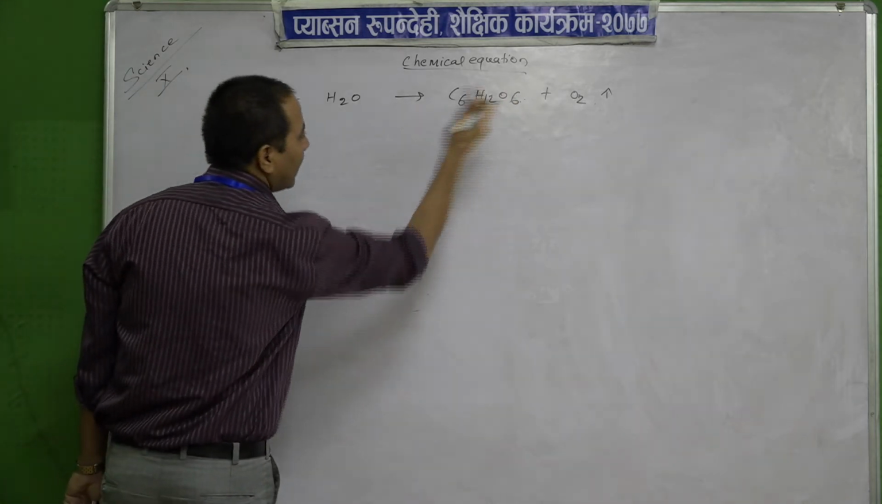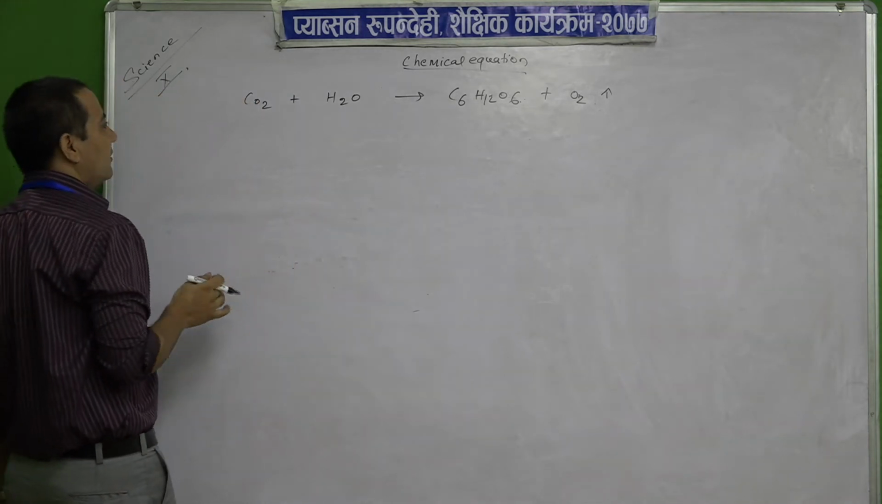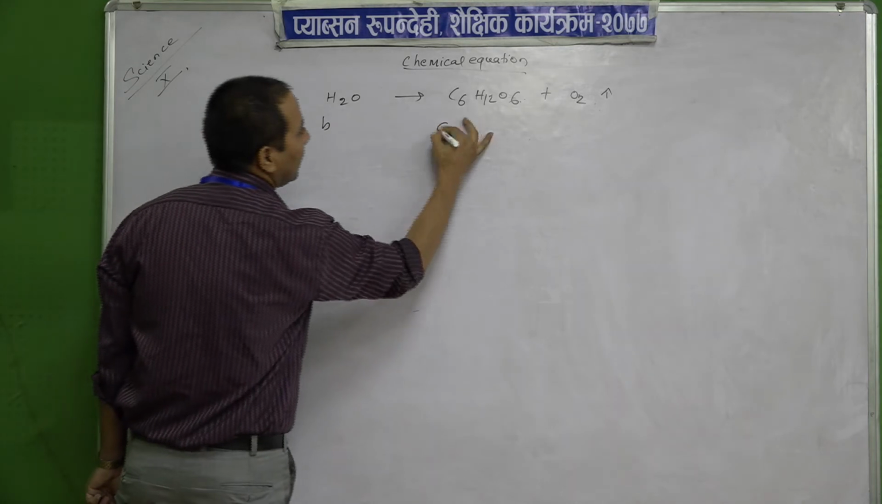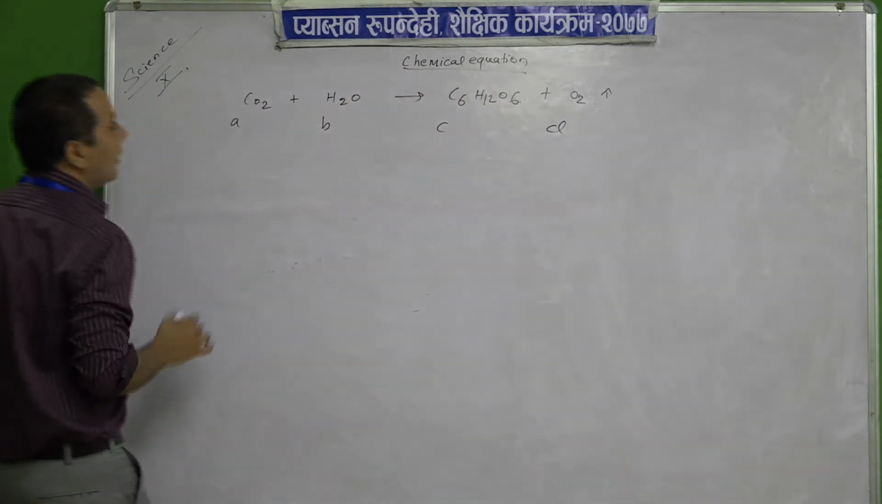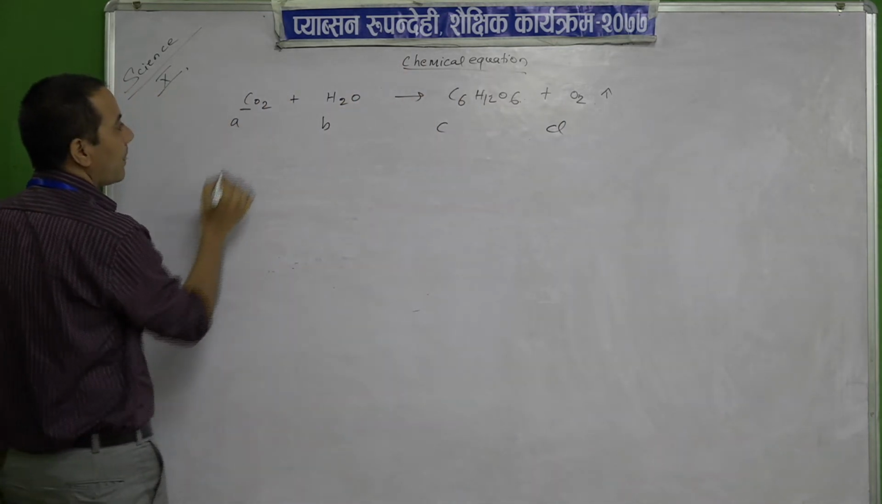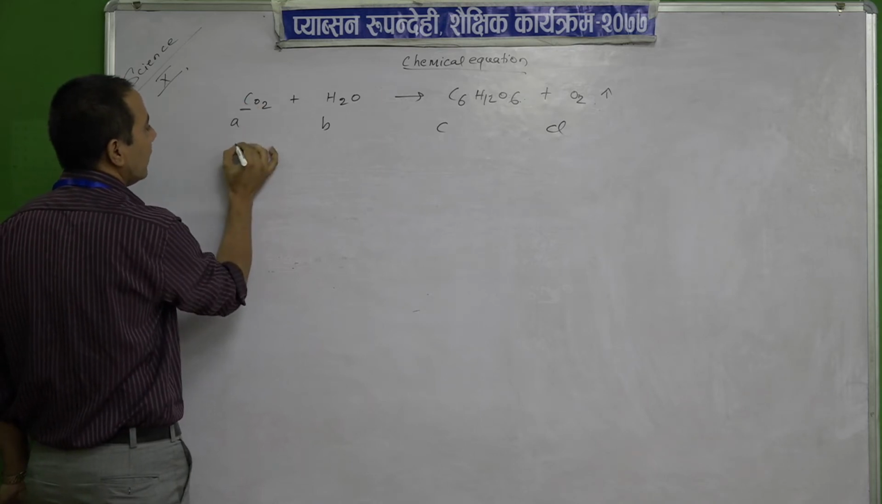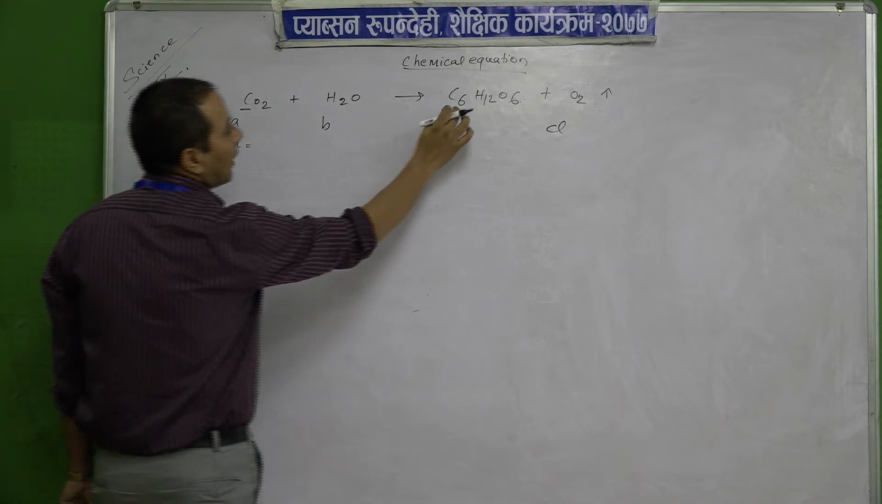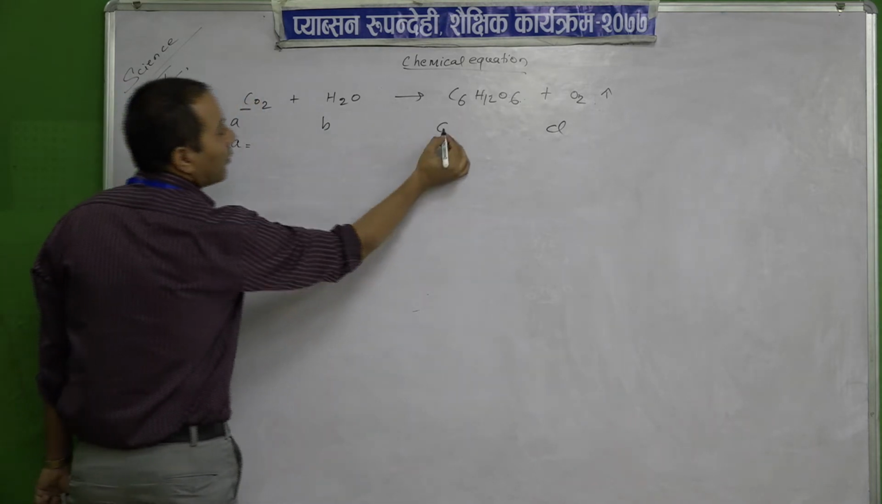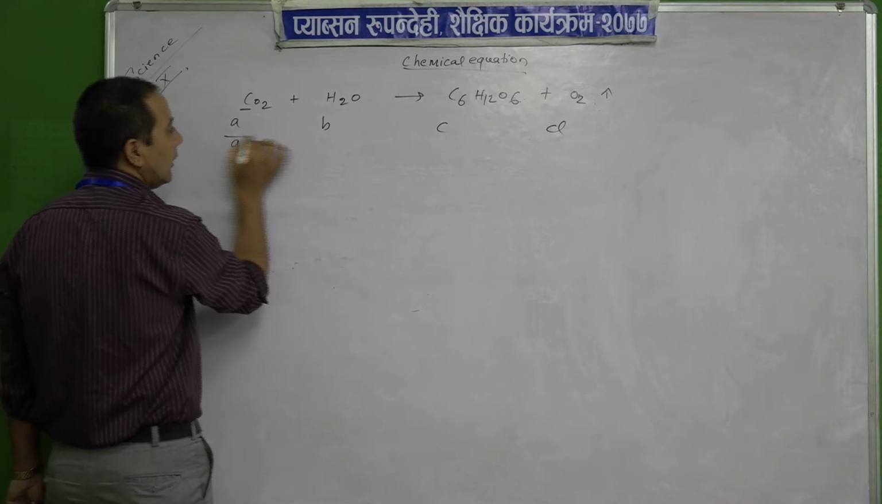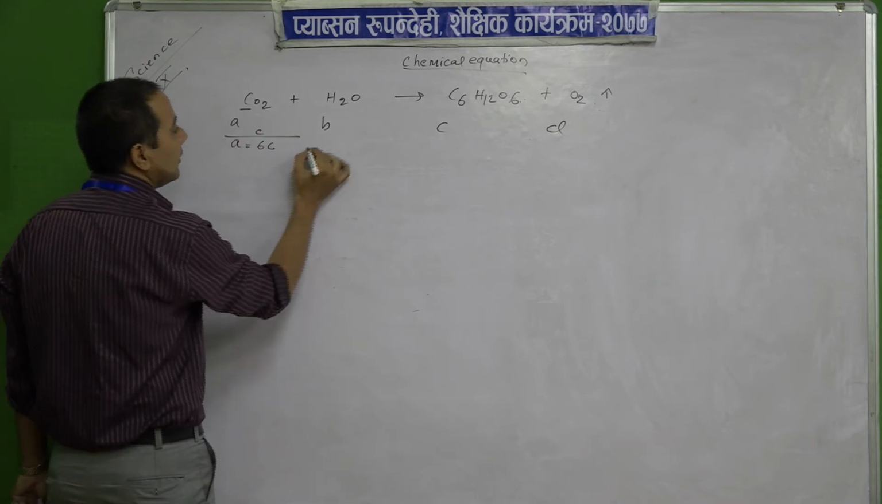Here is 12 and here is nothing. Don't take the tension. Use the trick. A, B, C, and D. Let us count carbon. Carbon 1 into A equals to how many carbon? 6. Where is this one? 6C. Okay, carbon.